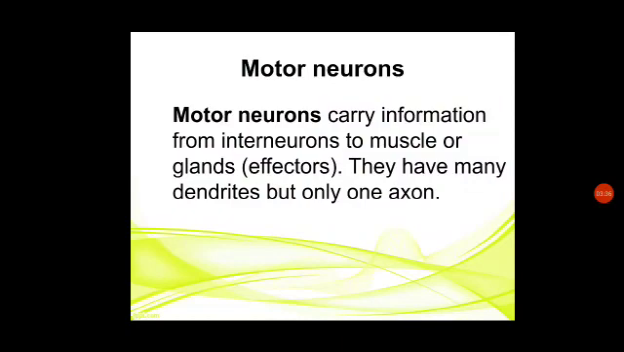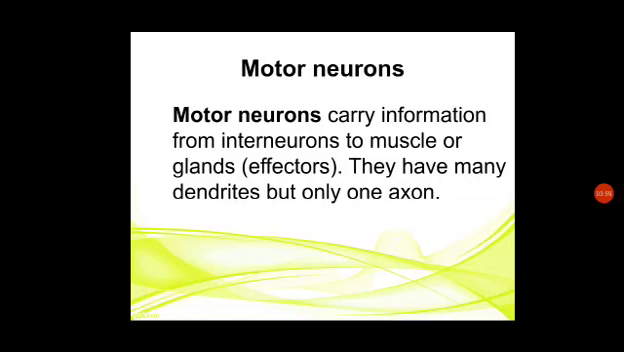Now come to the motor neurons. Motor neurons carry information from the interneurons to the muscles or glands. They have many dendrites but only one axon. Students, you can say that the motor neurons have to carry the impulses from the interneurons to the muscles or glands.